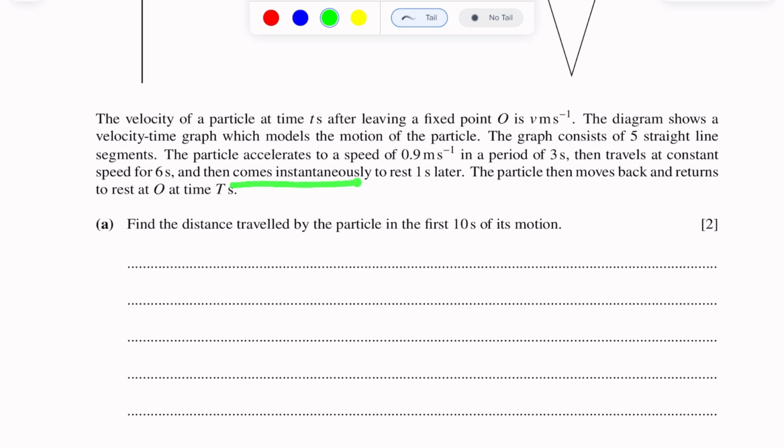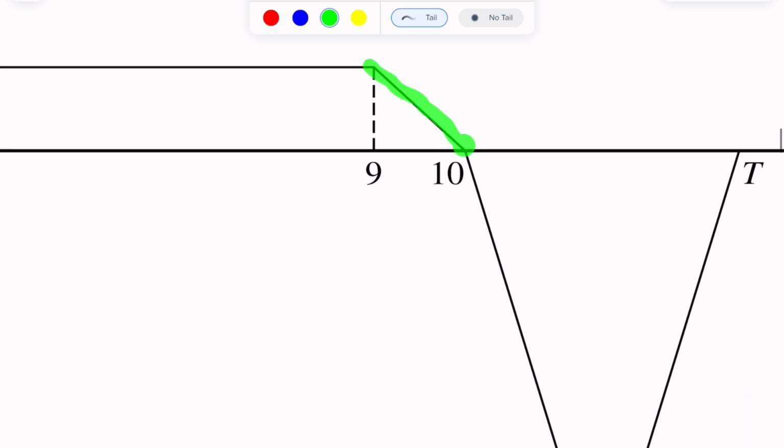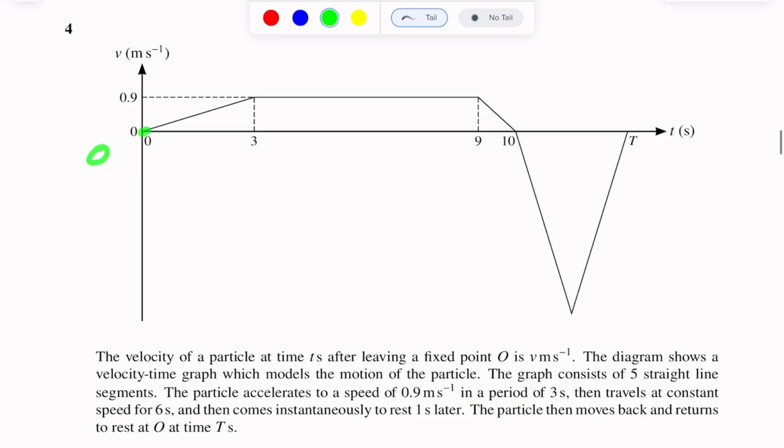And then it comes instantaneously to rest 1 second later. This line segment shows that the particle comes to rest in 1 second, between 9 and 10, only 1 second. Here the particle is at rest because the speed is 0.